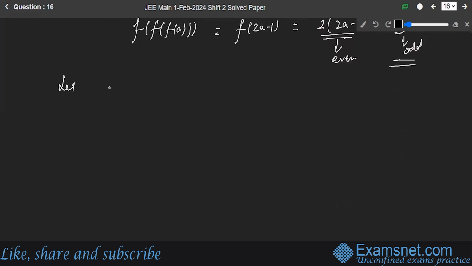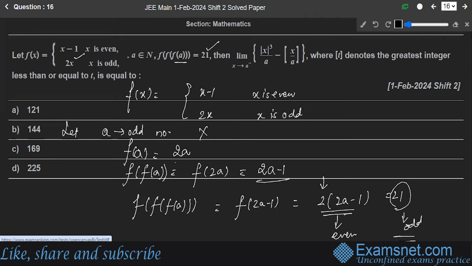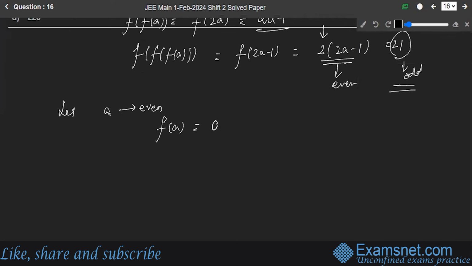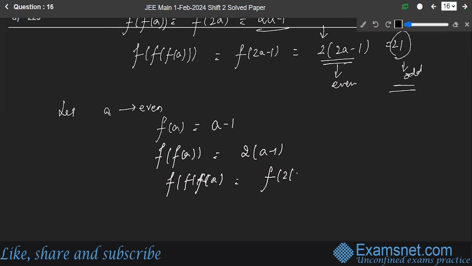And now let's say that a is an even number. So you will have f of a following the same method. It will be given by a minus 1. So f of f of a is equal to 2 into a minus 1, and f of f of f of a is nothing but f of 2a minus 1, which is an even function. So this will be given by 2 into this.